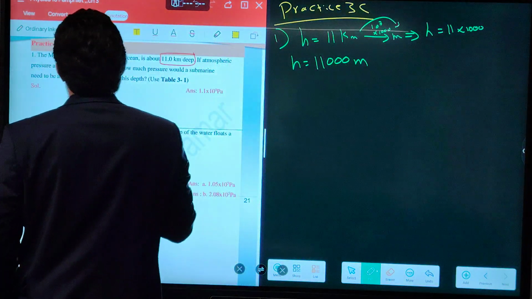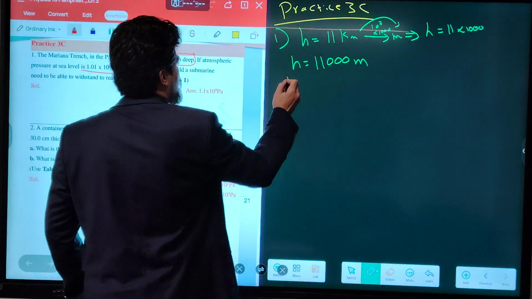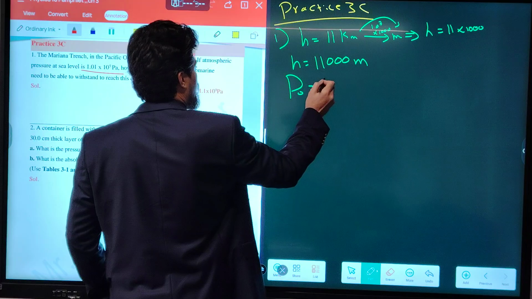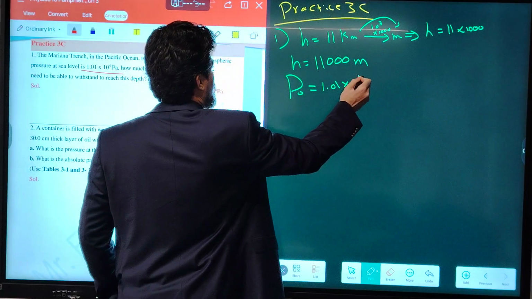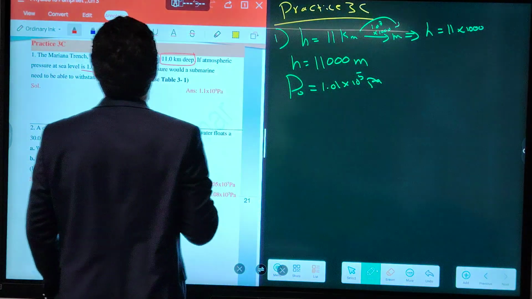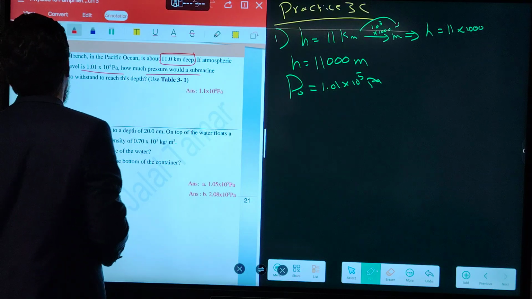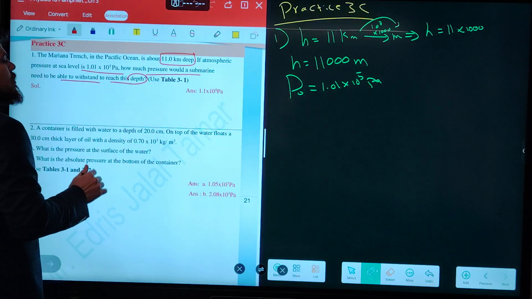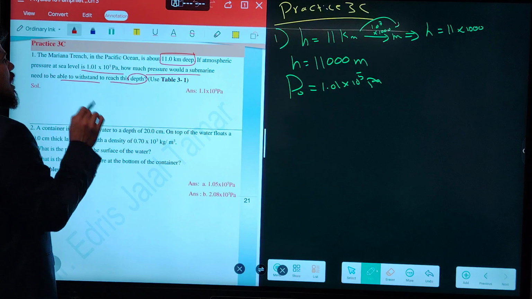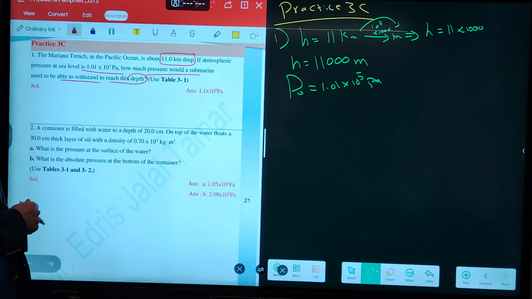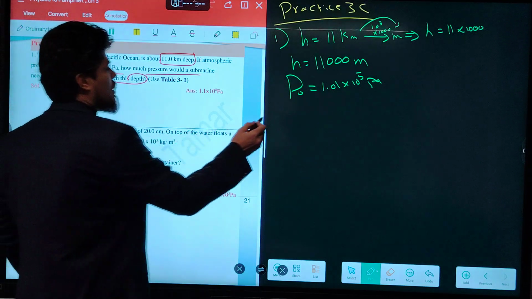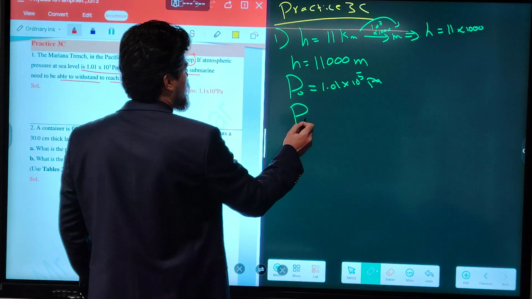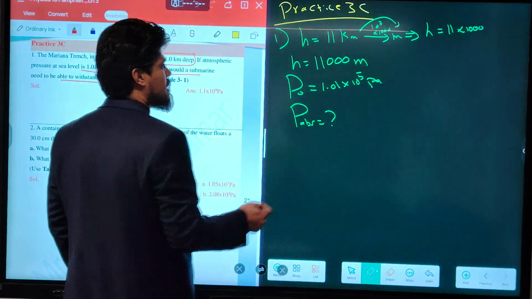If atmospheric pressure at sea level is 1.01 times 10 power 5 Pascal, how much pressure would a submarine need to be able to withstand to reach this depth at the bottom of the ocean? So what is unknown at the bottom of the ocean? Absolute pressure is unknown.